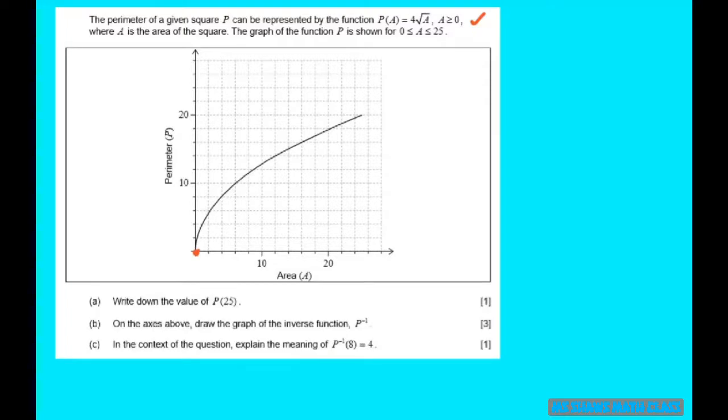The graph of the function is shown for A in between 0 and 25 inclusive. So from 0 to 25. This is going by 2s, so there's about 25. And we're going to answer these 3 questions. So the first one's easy. It says find the value of P of 25.